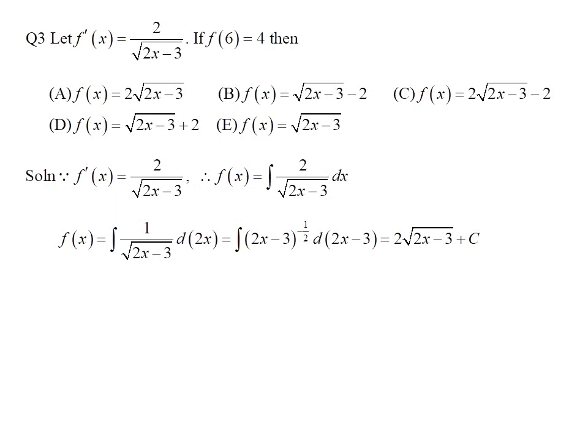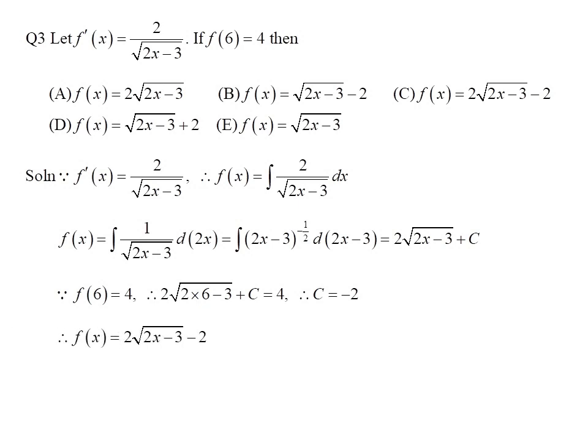yet to be determined. Since it is given that f of 6 equals 4, the value of constant c can be calculated by substituting the coordinate (6, 4) into the equation f of x equals 2 square root of 2x minus 3 plus c, which gives c equals -2. Hence, f of x equals 2 square root of 2x minus 3 minus 2. So the answer for question 3 is C.